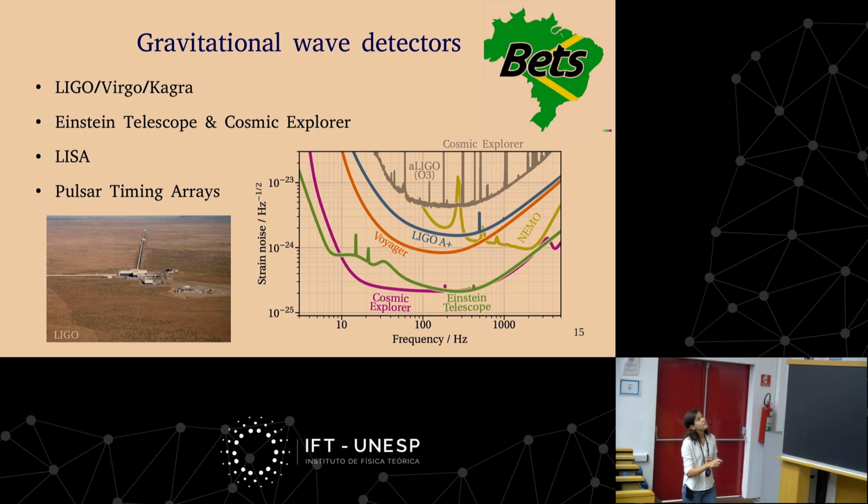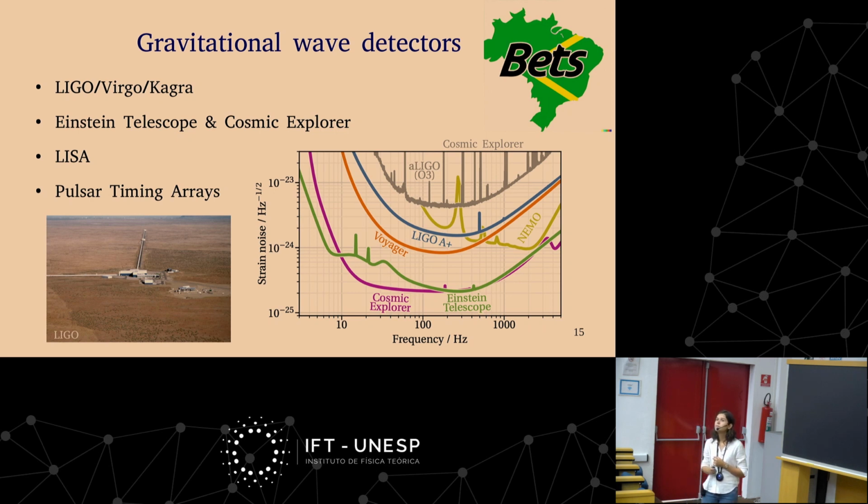And there will also be LISA, which is being proposed, a space-based interferometer. That is not in this figure, but its sensitivity curve will be here in the millihertz band. And there is also this different type of detection called pulsar timing arrays that we will talk about a bit later, which detects even slower gravitational waves, in the nanohertz band.